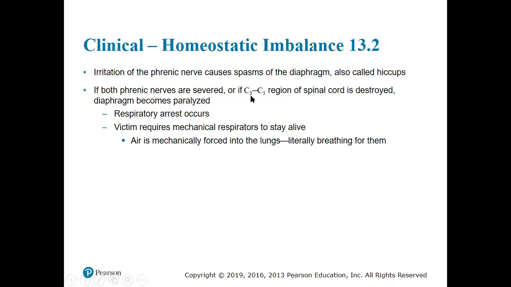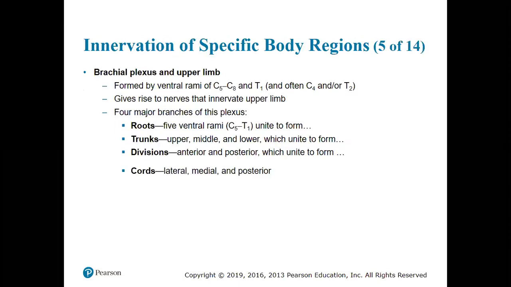If you have nerve lesions in this particular area, the C3 to C5 region of the spinal cord, or degradation of the nerve, a hit, trauma, something like that, it can cause respiratory arrest because the diaphragm isn't working. You need your diaphragm to function in order to breathe. So you have respiratory arrest. Some individuals may require respirators to stay alive, so they need to have air forced into their lungs. That's an unfortunate situation.